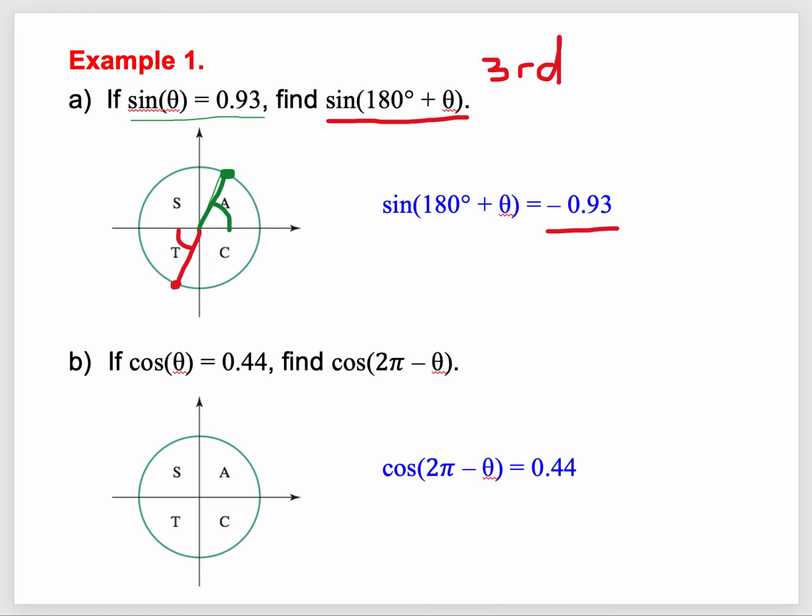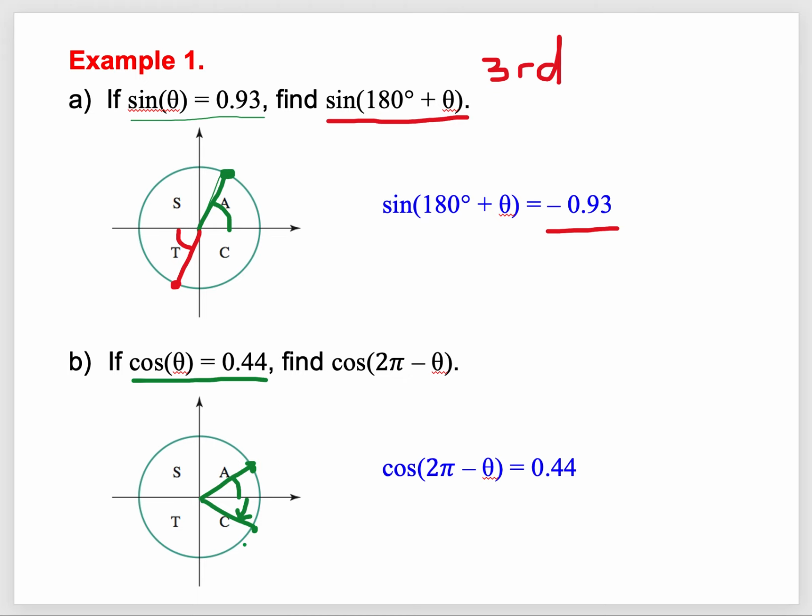So if you look at this next one, cos theta equals 0.44. Again, if we assume that theta is a first quadrant angle, maybe theta sits sort of here on the unit circle. So when we go to do cos of 2 pi minus theta, that just means that instead of reading theta like that, 2 pi minus theta will put us down in the fourth quadrant.